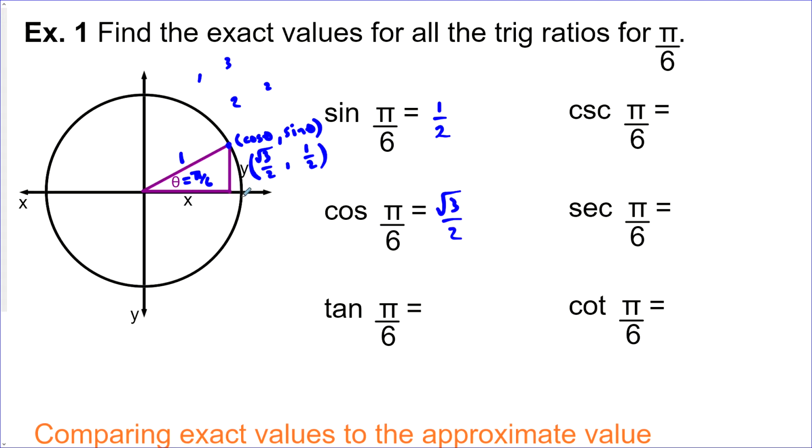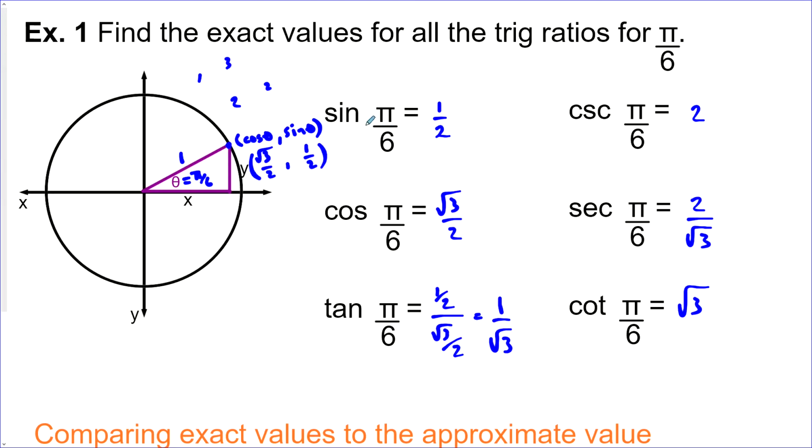And then tan is opposite over adjacent, so y over x, or sine over cos. So 1/2 divided by √3 over 2. The divided by 2's cancel, top and bottom, we're just left with 1 over √3. These are the reciprocal functions. 1 over 1/2 is just 2, or the reciprocal of 1/2. The reciprocal of this, 2 over root 3. And the reciprocal of 1 over root 3 is just root 3. There are the exact values for all the trigonometric functions for pi over 6.